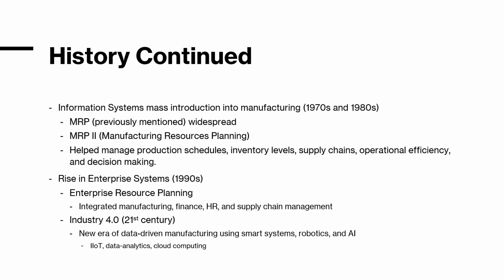Now, in the 1990s, there was a rise in enterprise systems. So we had the rise of ERP, which is Enterprise Resource Planning. And ERP integrated manufacturing, finance, HR, which is human resources, and supply chain management all in one.